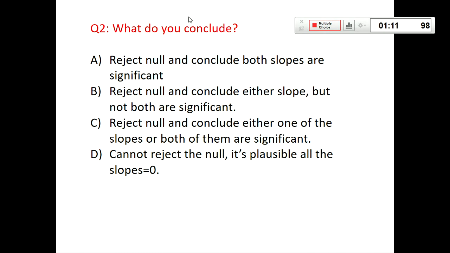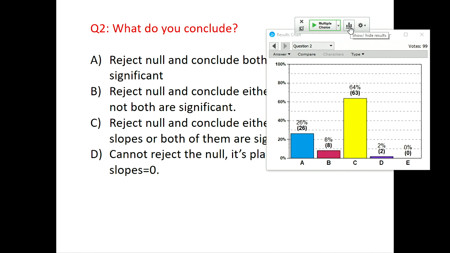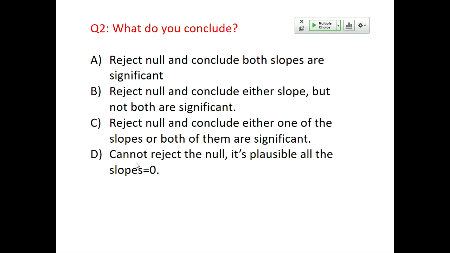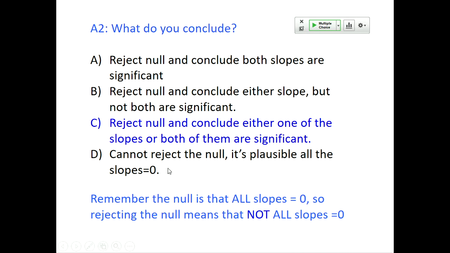All right, so now let's see what people said. We're going to stop it. All right, C. Yes, C is the correct answer. Let's look why. You reject the null and conclude either one of the slopes or both of them are significant. Why? Remember, the null is that all slopes are equal to 0. So rejecting the null means that not all slopes are equal to 0. That means at least one of them is not. One of them could be, both of them. They're just not all equal to 0. So we don't know for sure.